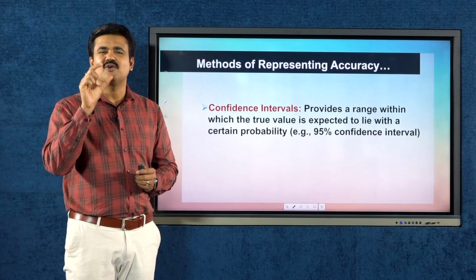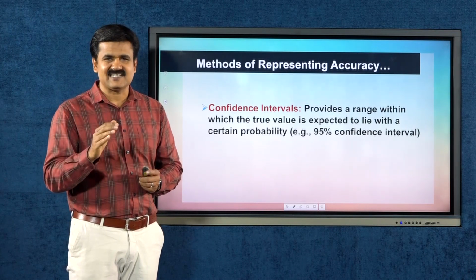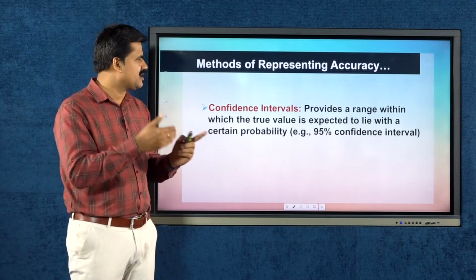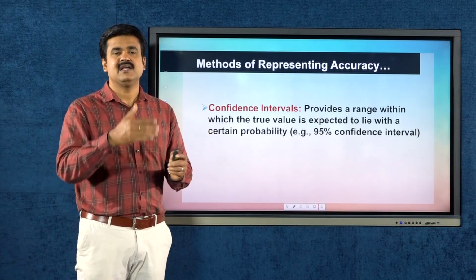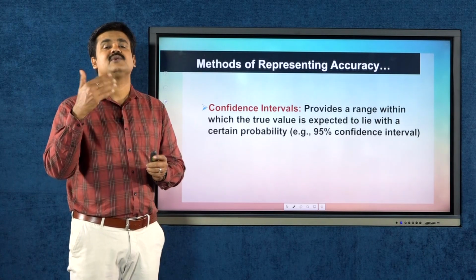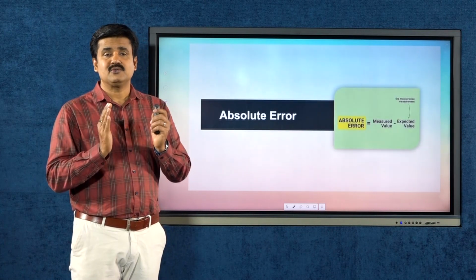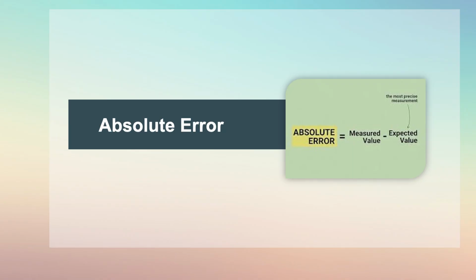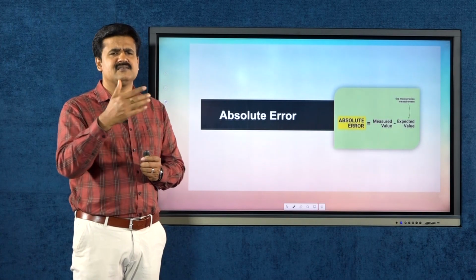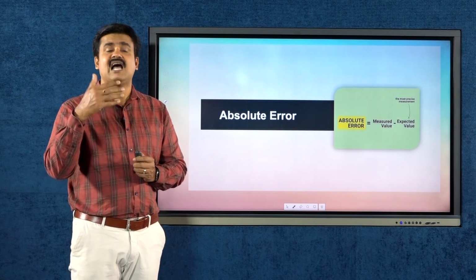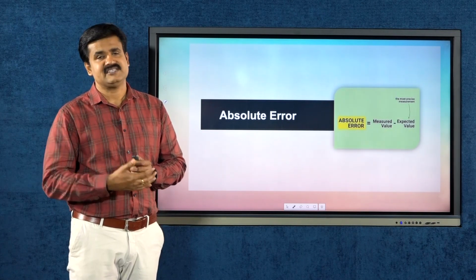We can set confidence interval, confidence limit, etc. This concept is far beyond your syllabus. I just put it to familiarize the term. This is also a possibility to represent the accuracy of a measurement. Now, we are going to consider absolute error in more detail. In the coming few slides, we are discussing more details of absolute error and relative error.